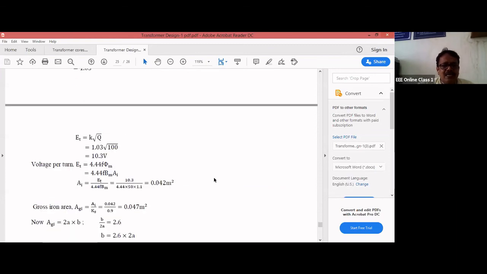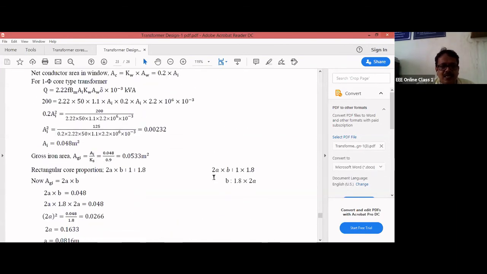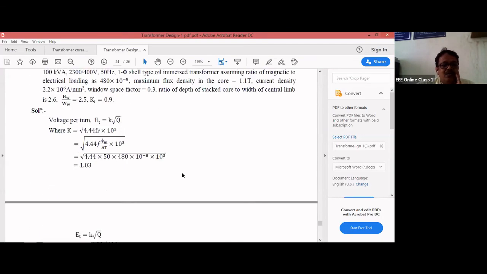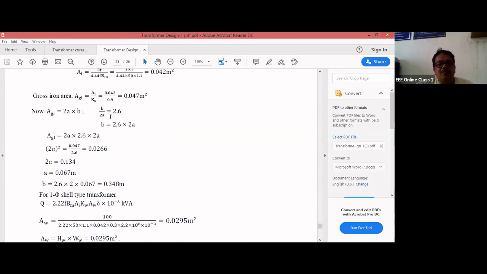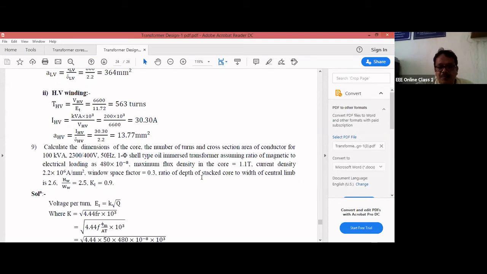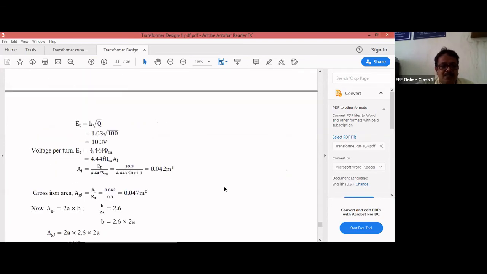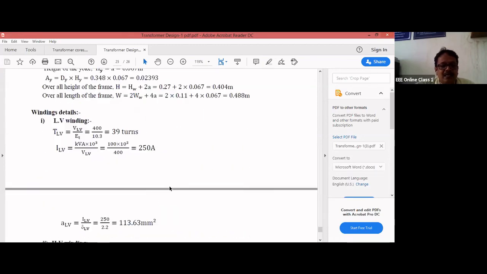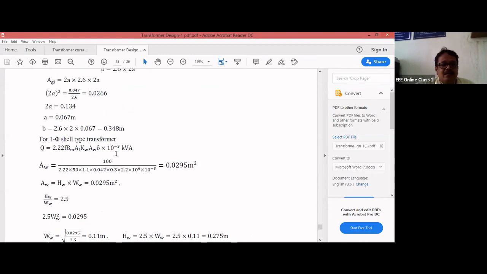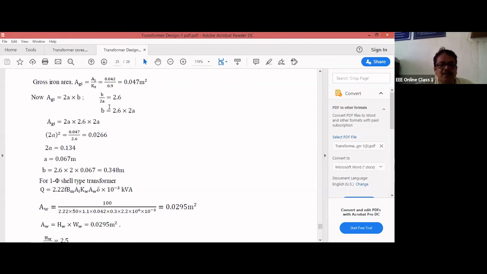And gross core area AGI, if you take this core, is nothing but 2A into B. This is a shell type transformer. In the problem it is given as the ratio of depth of stacked core to width of central limb. Depth is B, width is A. So B by 2A is equal to 2.6. Use these two relations and find out 2A and B.